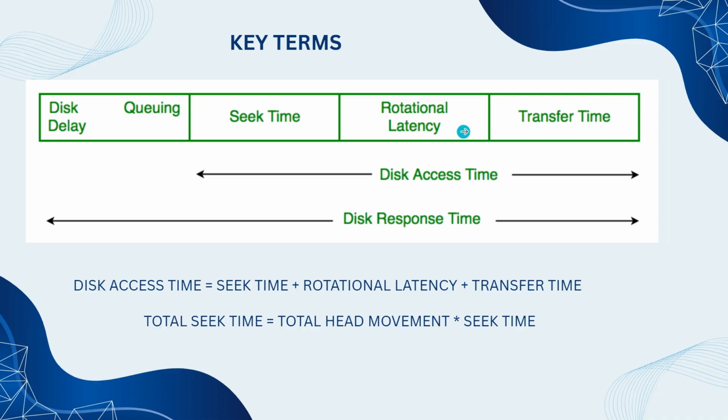Second, rotational latency. It is the time taken for the sector containing the data to rotate under the read and write head to the correct position. It depends on the speed of the disk rotation. Faster rotation speeds make the rotational latency lower and the data can be accessed more quickly.